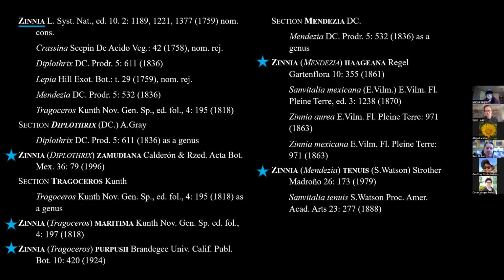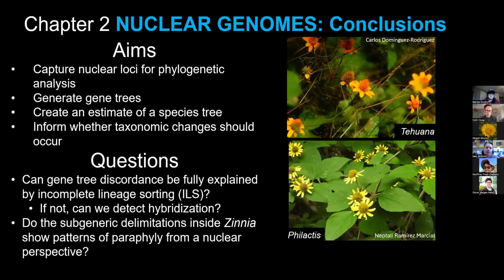Torres, I think, did a pretty good job in the 60s, only using morphological data. So if he had molecular tools in his toolbox at the time, he probably would have come out with these. But kudos to him, he did a great job on those papers from the 50s and the 60s. So for our aims, we did wind up gathering all the data we needed and making some really nice trees, and we informed whether those changes should occur. Incomplete lineage sorting could not fully explain all of the gene tree discordance that we were seeing, and hybridization was detected between Heliopsis and Zinnia. And again, Zinnia was shown to be paraphyletic, so we had to change those.